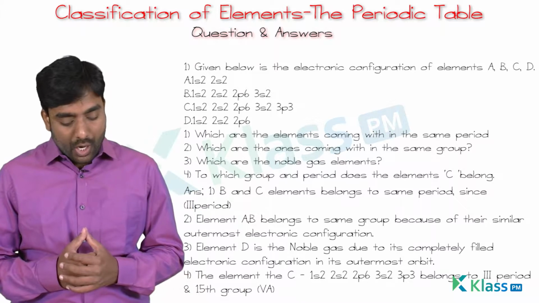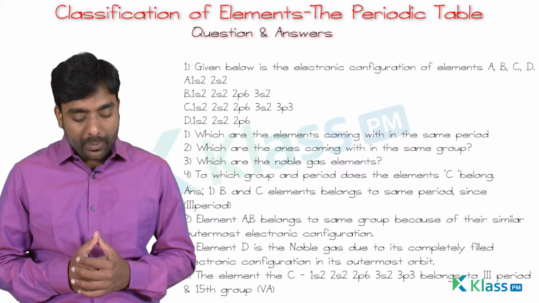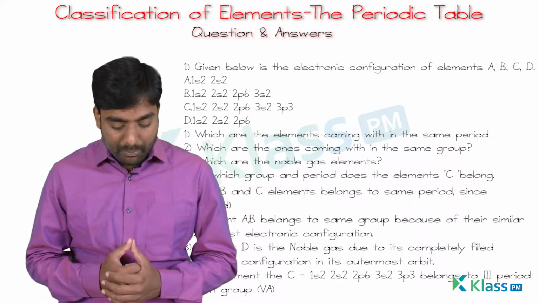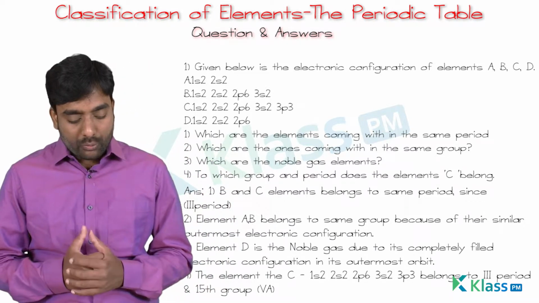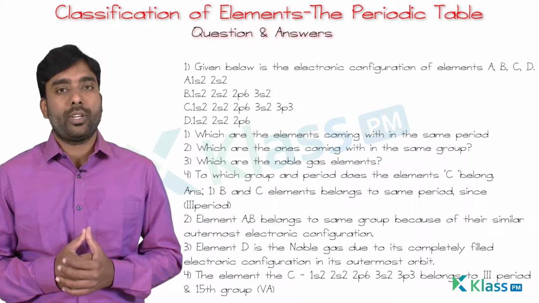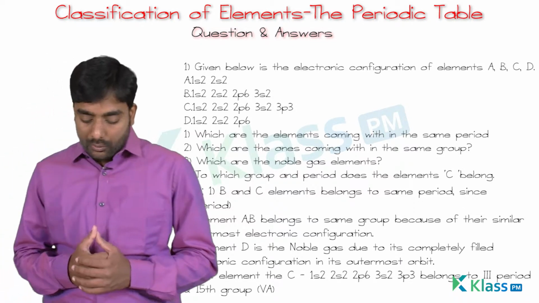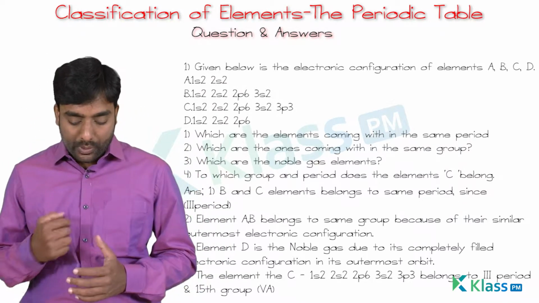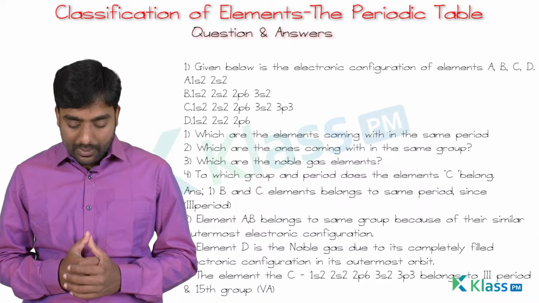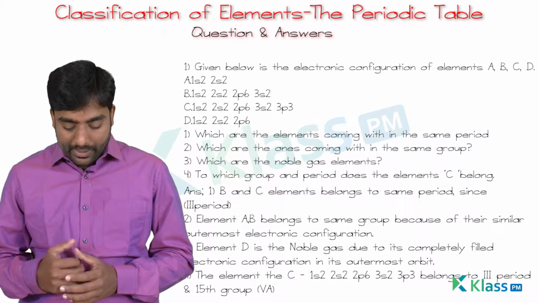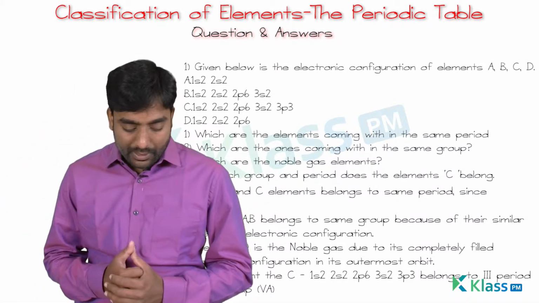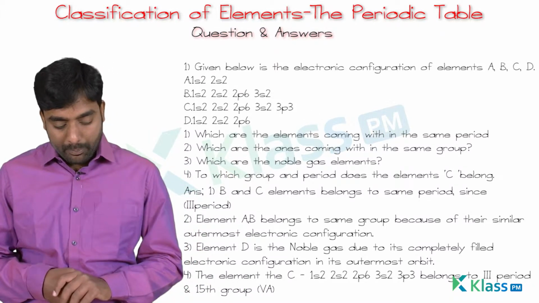The first question, which are the elements coming within the same period? Which elements belong to the same period? So here we have beryllium, magnesium, phosphorus and neon. Among these four, which will come in the same period? Just by looking at the valence electronic configuration you can find which period it belongs to. The valence configuration of A element is 2s2, of B element is 3s2, of C element is 3s2, 3p3 and D element is 2s2, 2p6. So which of them are having the same valence shell? That is B and C.